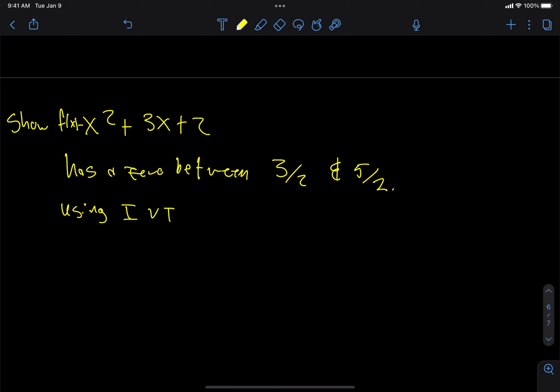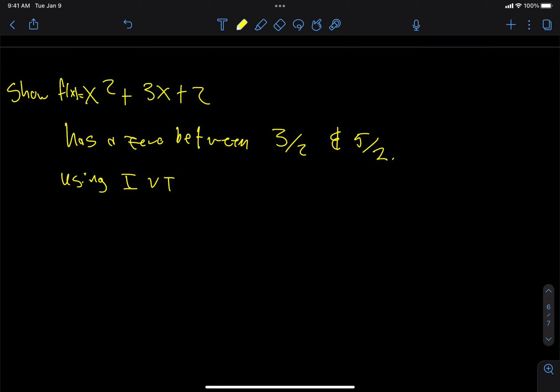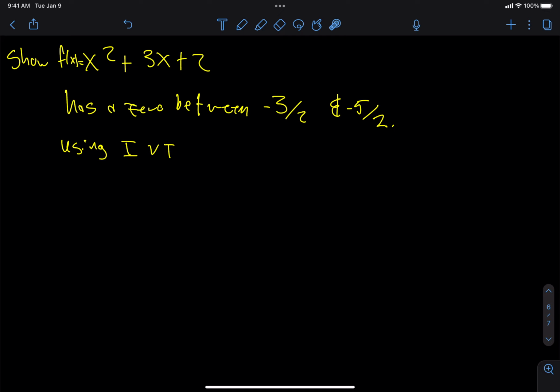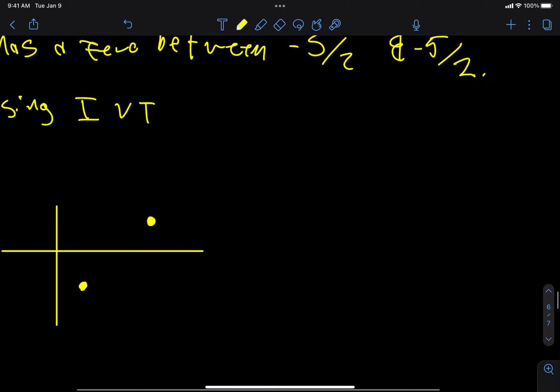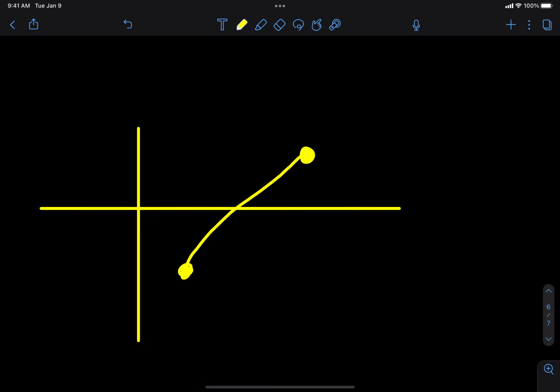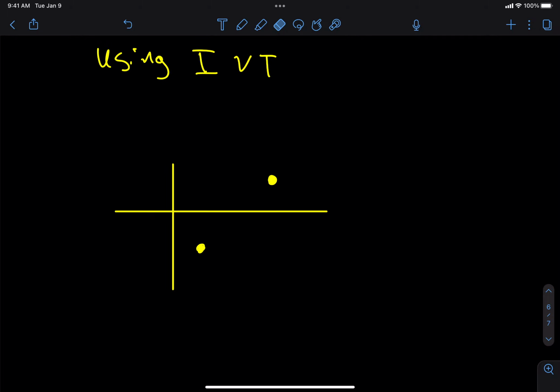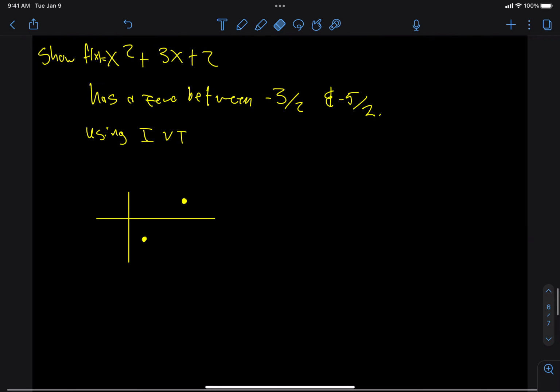Show that this function f of x has a 0 between 3 halves and 5 halves using the intermediate value theorem. I want negative 3 halves and negative 5 halves, don't I? Yes, I do. Okay, so how do we do this? Well, the intermediate value theorem says basically the following. If my function is continuous, and at one point it's below the x-axis, and at another point it's above the x-axis, then what had to have happened in between? We must have crossed the x-axis. It's a very simple, intuitive type of thing. It's like if I was flying at 10,000 feet, and then later I was flying at 30,000 feet, then at some time in between I was probably flying at 20,000 feet, right? So this is the intermediate value theorem.